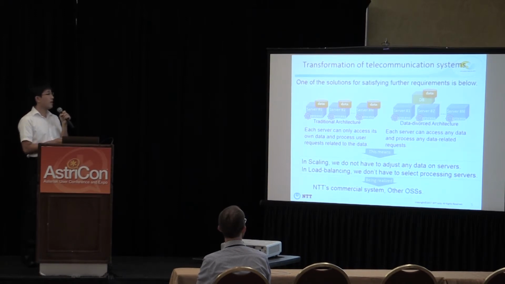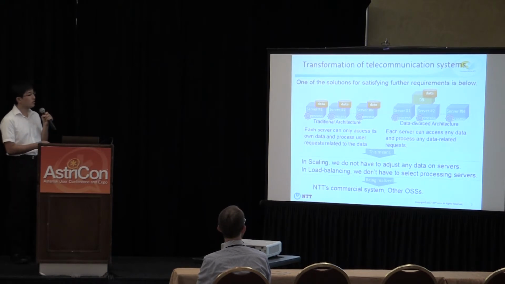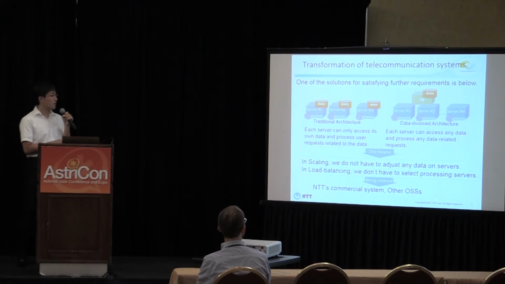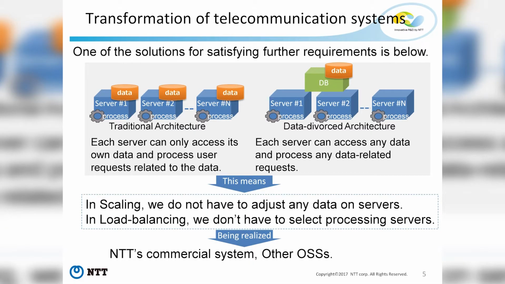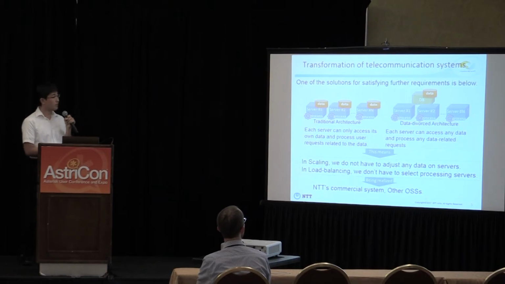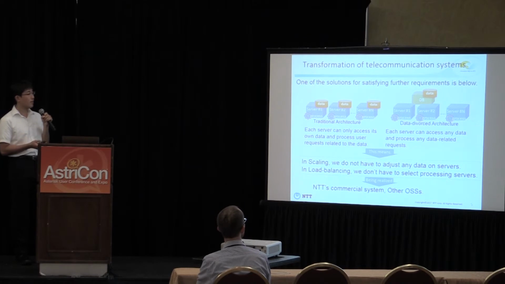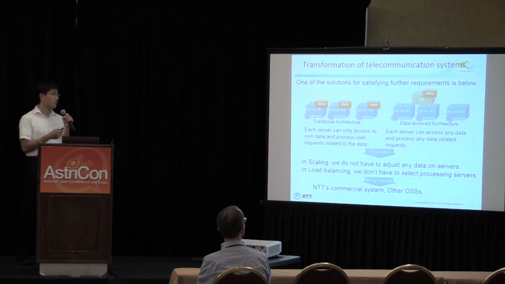On the next slide, I'll show one of the solutions for satisfying further requirements, shown in this figure. In traditional architecture, each server can only access its own data, and can only process user requests related to that data. This means this architecture is not flexible. But in data debossed architecture, each server can access any data, and each server can process any requests related to the data. So this architecture is flexible.